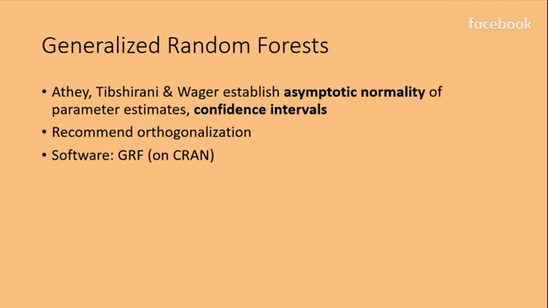So in this paper, we establish asymptotic normality of the parameter estimates and provide confidence intervals. We also recommend orthogonalization, and we have some reasonably high-performing software on CRAN in R called Generalized Random Forest. And if there's any students in the audience, we have lots of people contributing to this project, and we welcome contributors. So in this package, we'll do things like quantile regression, regular causal inference under unconfoundedness, randomized experiments, instrumental variables. It can also deal with clustering and so on.